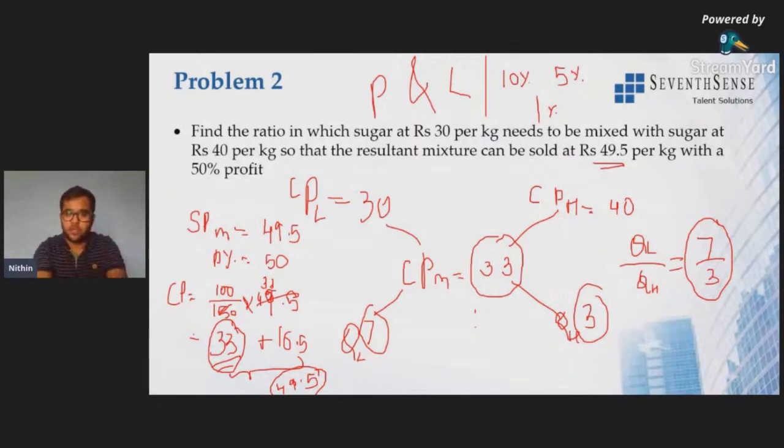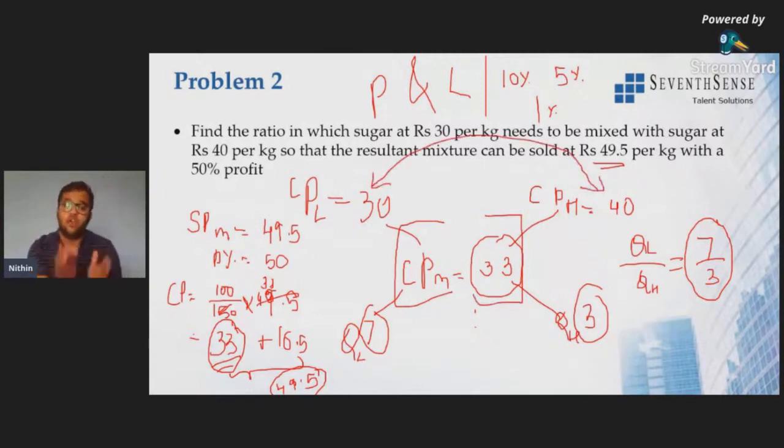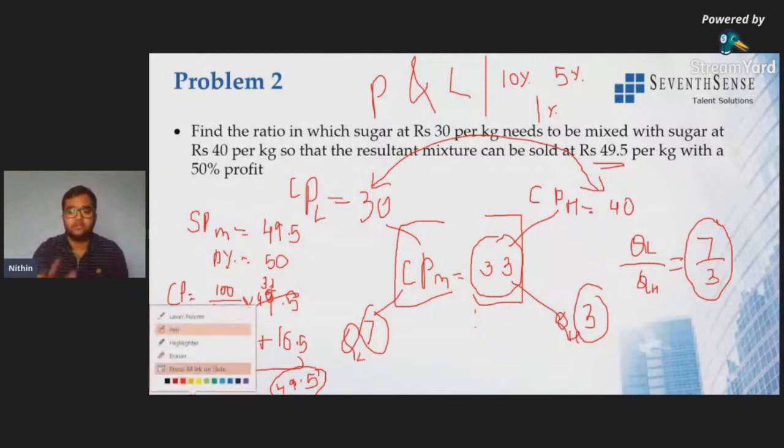Now here you need to understand one point. The cost price of the mixture will always be in between the lower and higher value. The cost price of the mixture will always be in between lower value and higher value. Remember this point because you will use this concept in applications of advanced level questions. All right. So the answer will be 7:3. Okay, we'll go to the next question.